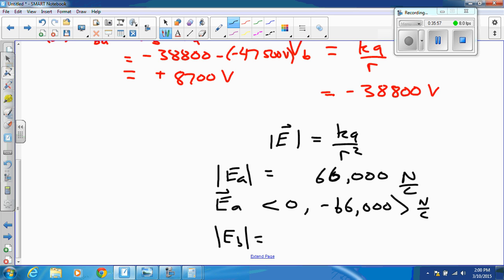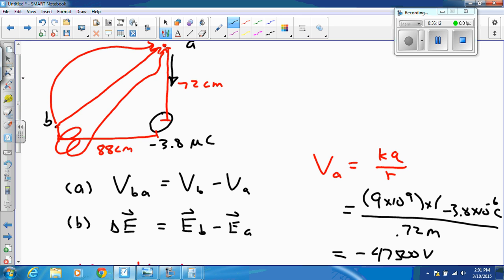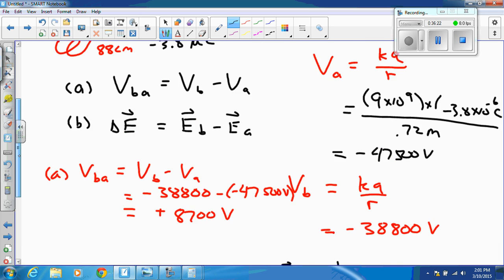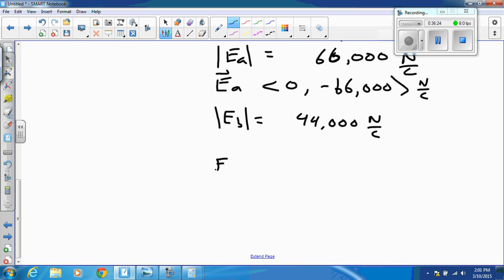Yeah. Okay, what about the magnitude of B? James, what do you have? 44,000. It's newtons per coulomb. Yeah, not nanocoulombs. That would be charge. That would be a very small charge. And what about direction? Well, I go back to my diagram and I say point B is here, so that my field is going to be in the positive x direction. And I have to do it from the diagram. So my field at B is going to be 44,000, 0 newtons per coulomb.